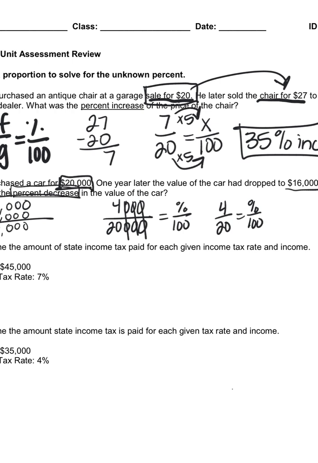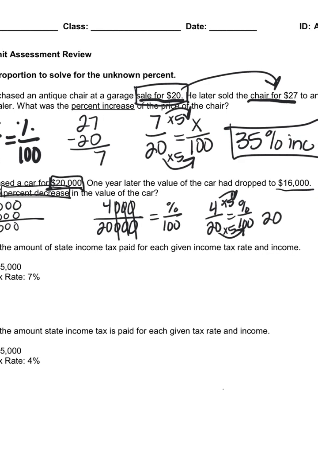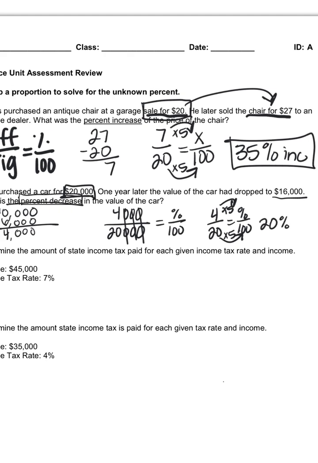We've already looked at that in question number 1. 20 can go into 100 5 full times. I can do the same thing on the top. 5 times 4 is 20. And it's a 20%, and I went from 20,000 to 16,000, so it's a 20% decrease.